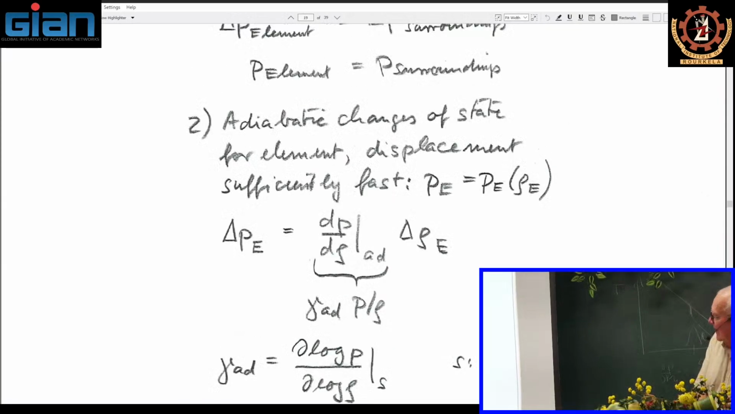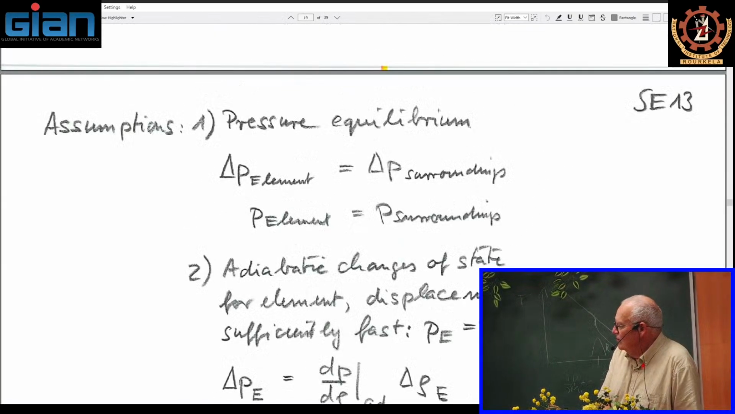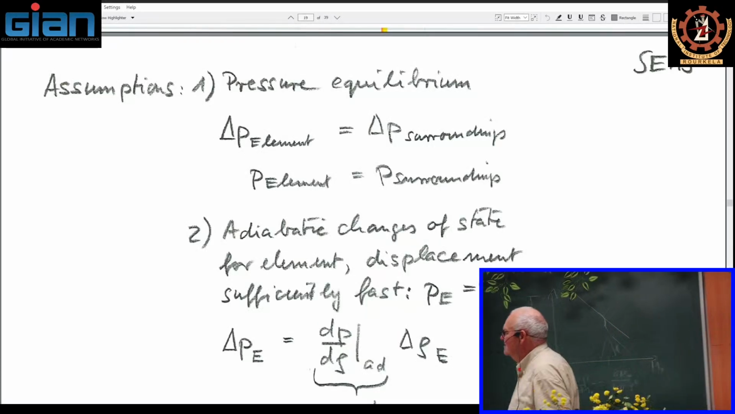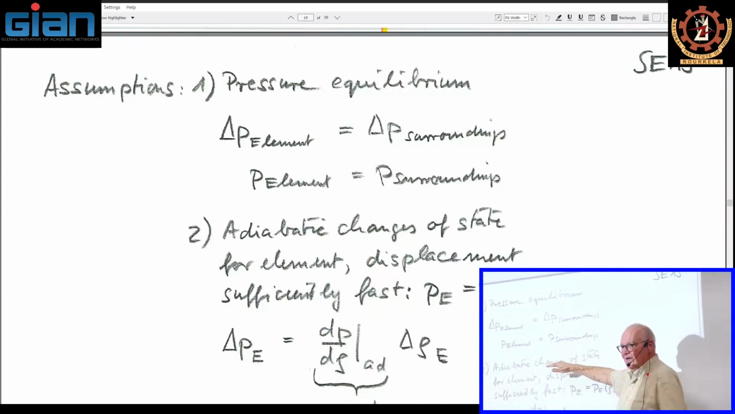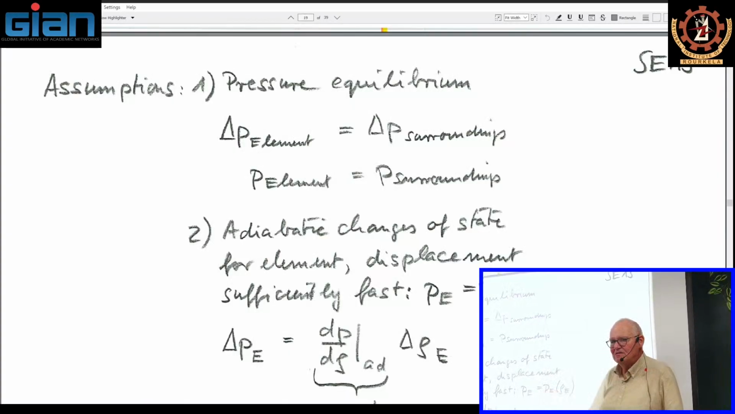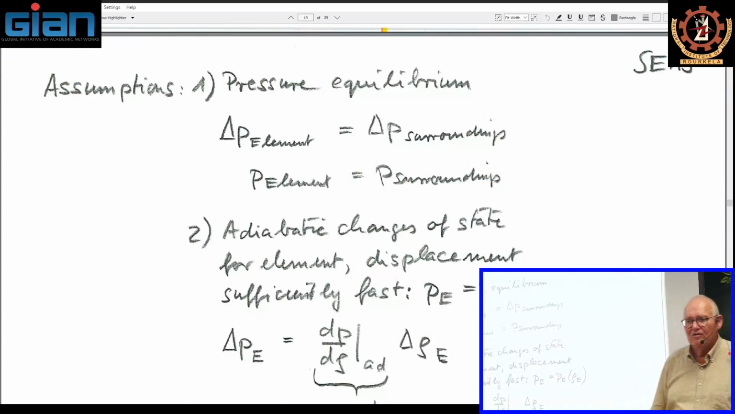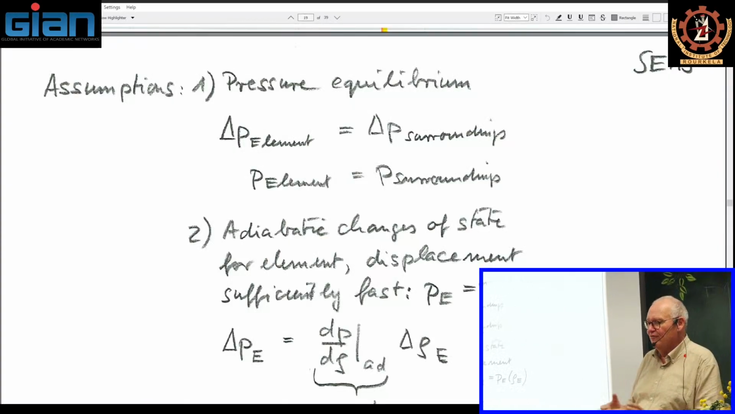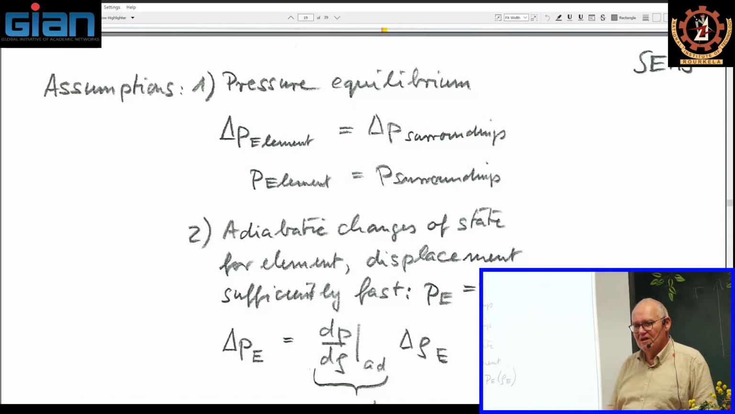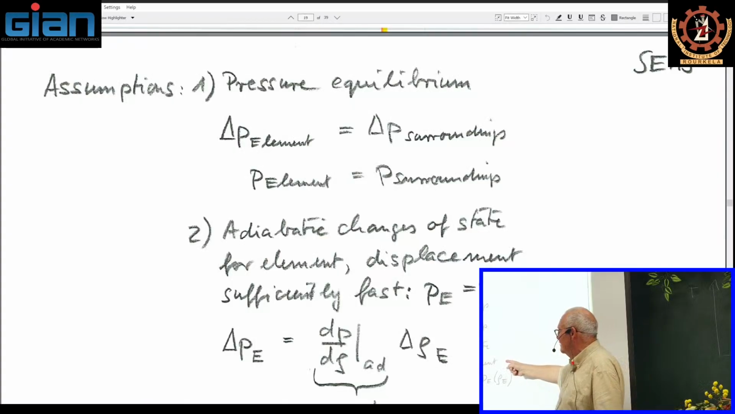Okay, I expected your objections. How can we assume pressure equilibrium and adiabatic changes of state? Adiabatic changes of state means the displacement or the changes of state have to be sufficiently fast, so fast that the element cannot exchange heat with its surroundings. Otherwise, if it exchanges heat with its surroundings, it would not be adiabatic. This is the condition for adiabaticity. So it has to be sufficiently fast.